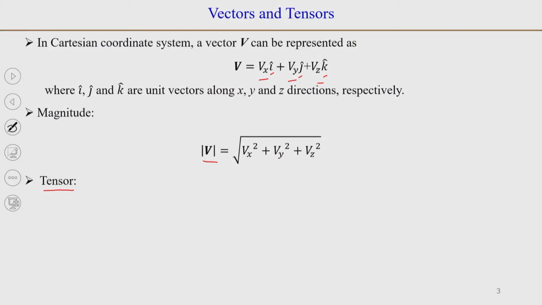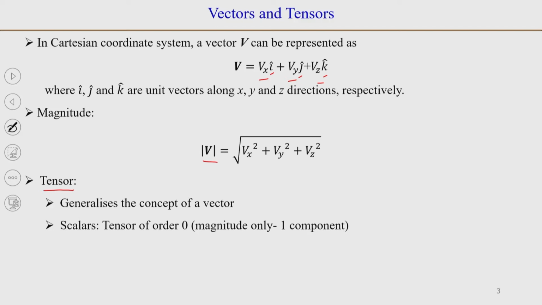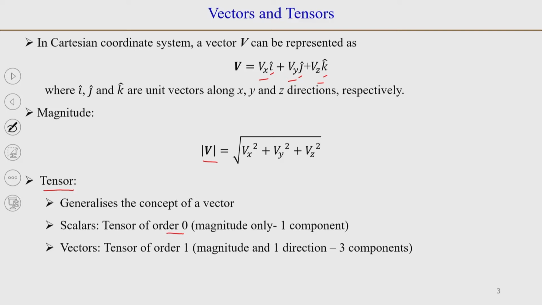So, tensor is a generalized quantity, generalizing the concept of vector, where we might need more than one piece of information. You can relate it to arrays, what we use in programming, multidimensional arrays. Now, a scalar is a tensor of order 0, where we have only magnitude and no direction. So, it has only one component. To represent a scalar, we need just one component. But for vectors, it has one direction, so it has magnitude plus one direction.